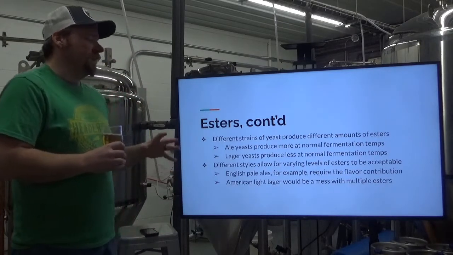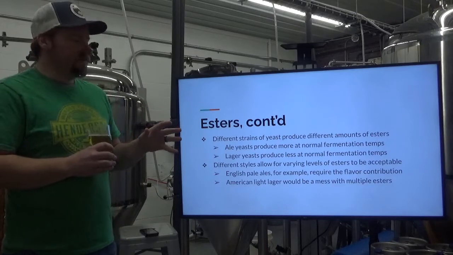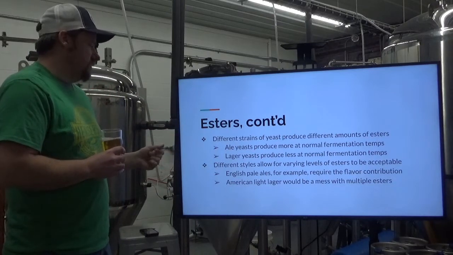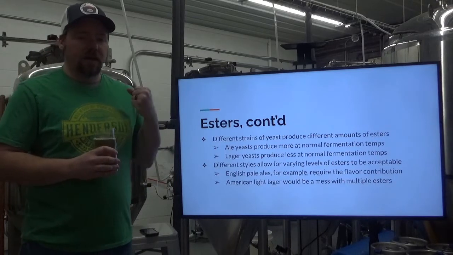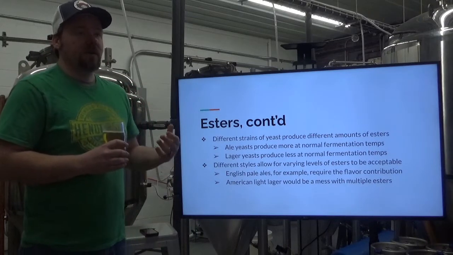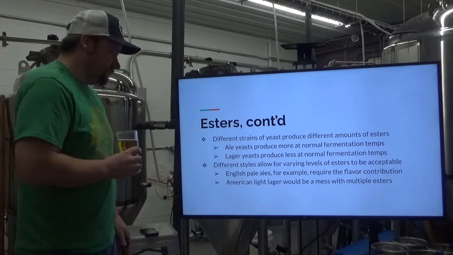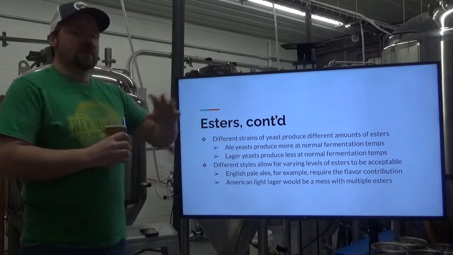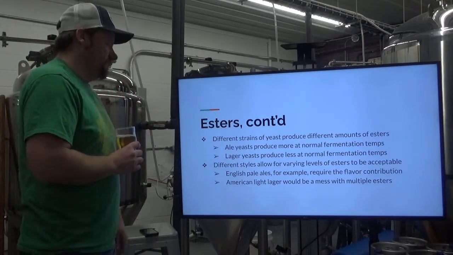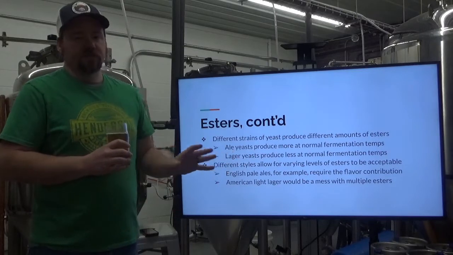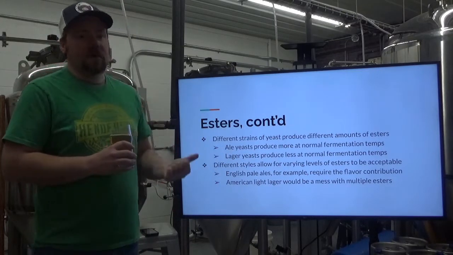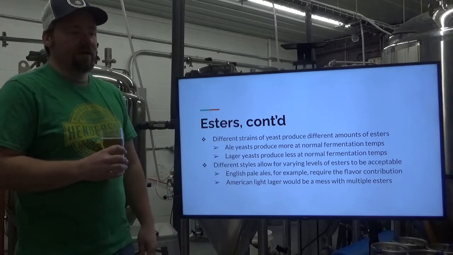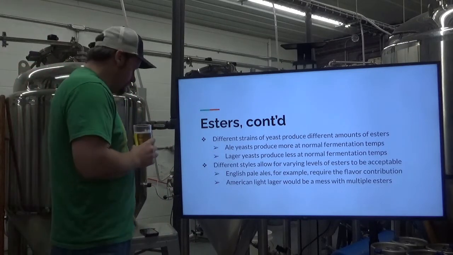Different styles allow for varying levels of esters to be acceptable. So English pale ales, for example, typically that's going to be a strong characteristic of their flavor descriptors. On the flip side of that, American light lager: esters should not be in that finished product. It's going to be a mess if you've got esters in an American light lager. It's going to be a fruity mess.